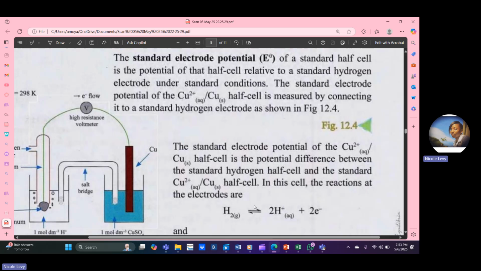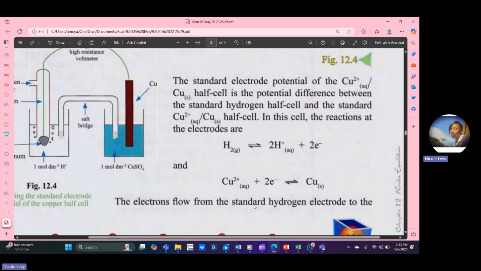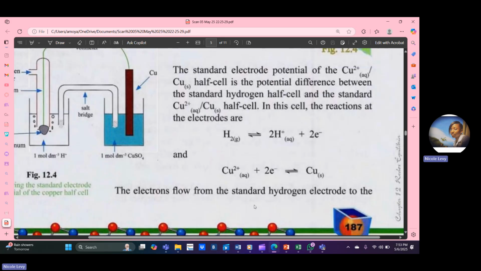The standard electrode potential of copper ions in copper solid half cell is measured by connecting it to a standard hydrogen electrode. The standard electrode potential of copper ions in copper half cell is the potential difference between the standard hydrogen half cell and the standard copper 2 plus half cell. In this cell, the reactions at the electrodes are as follows. You have the hydrogen gas converting to H plus and it's also releasing electrons. And in the copper half cell, you have the copper ions accepting electrons because the copper does not like to lose electrons.